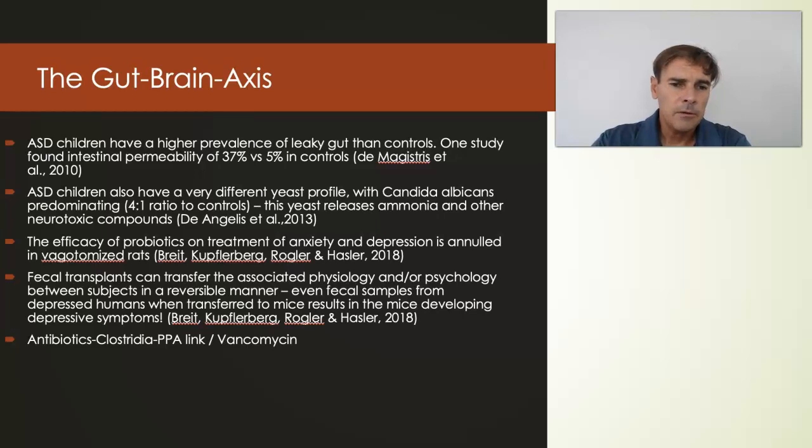And this is what I was saying about the fecal transplants. They can transfer the associated physiology or psychology between subjects in a reversible manner. Not only mood, but also things like predisposition to weight gain. So the type of bacteria you have can play a really huge role in your physical size, like whether you tend to gain or lose weight. So yeah, this is an area of very interesting emerging research. And then also, if you look at antibiotics such as vancomycin, that actually seems to reduce symptoms of autism, which is really weird because you would think, why would an antibiotic treat autism? But that indicates the link between the gut and the brain and behavior.